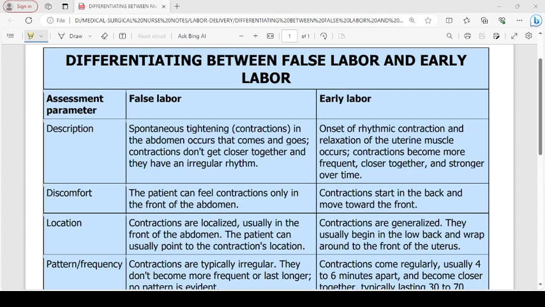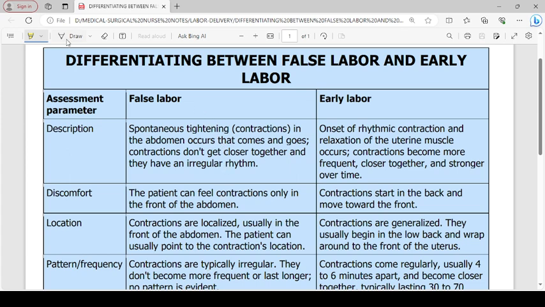So differentiating false labor from the early stage of true labor requires some serious assessment that involves listening to the patient's story, observing and palpating the patient's abdomen, and in some situations, performing a vaginal examination to document whether the contractions are causing cervical change. Okay, so let's look at some of the differences between the two.